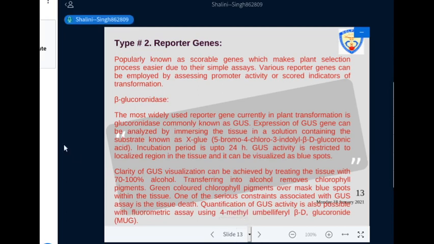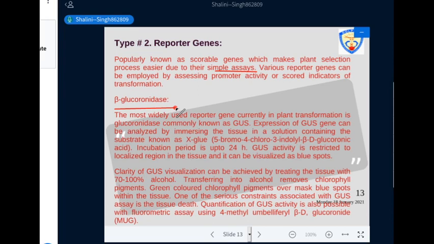Reporter genes, popularly known as scorable genes, make the plant selection process easier due to their simple assay. Various reporter genes can be employed by assessing promoter activity or as scored indicators of transformation. First example is beta-glucuronidase. This is perhaps the most widely used reporter gene in plant transformation vectors. Its widespread acceptance is due to its many advantages over the previously existing marker genes.